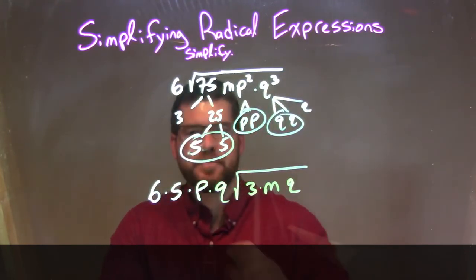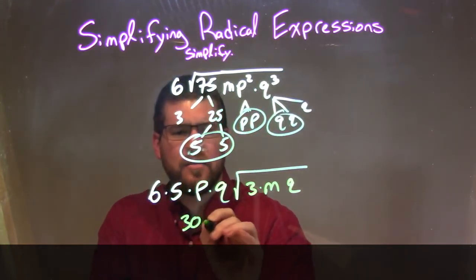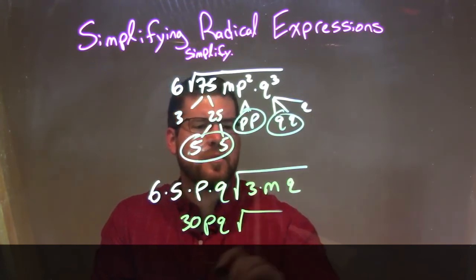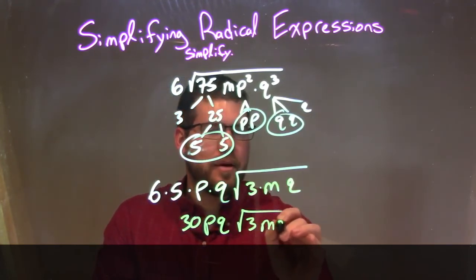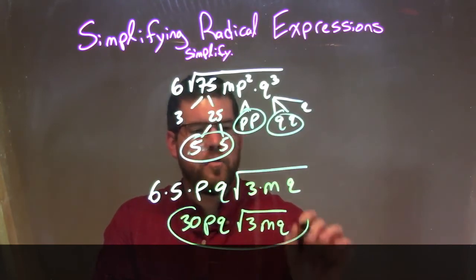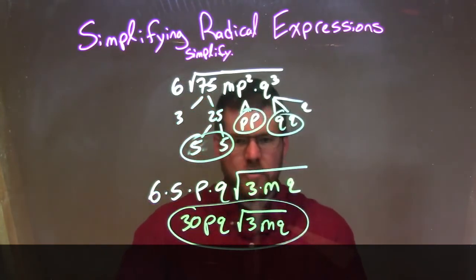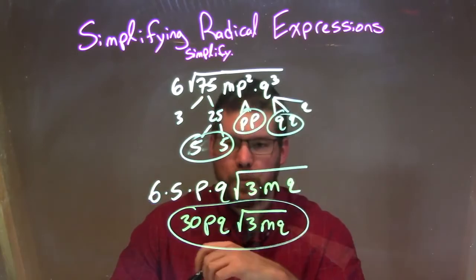So now let's simplify. 6 times 5 is 30, so we have 30P times Q times the square root of 3MQ. And there we have it. Our final answer, which is just 30PQ times the square root of 3MQ.